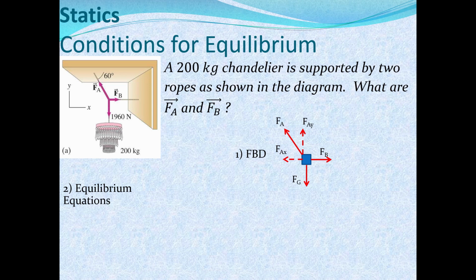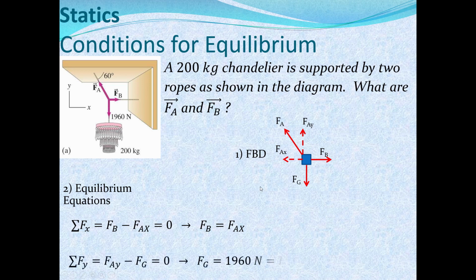So I use my sum of the forces. I can do the sum of the forces in the x direction, which has to be equal to 0. They're in opposite directions, so FB equals FAX. Once I find this, I've found FB. And then I can use the sum of the forces in the y direction. So FG equals FAY, because once again, they're in opposite directions since there are no other forces. Now I know what FG is. It's mass times gravity, 200 times 9.8, or 1960 newtons. So I know that the vertical component is 1960 newtons.